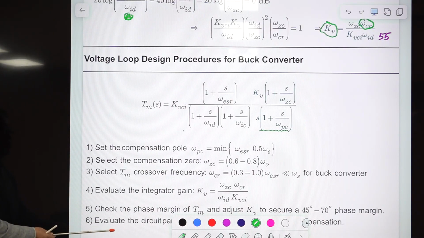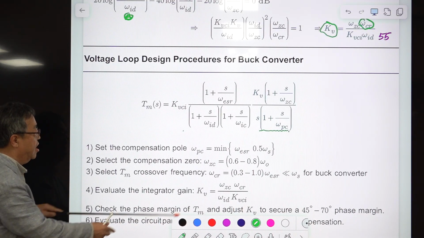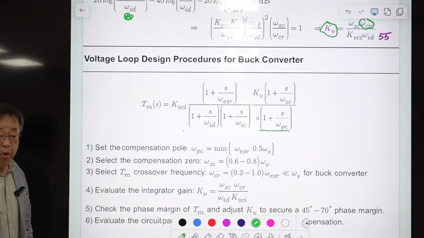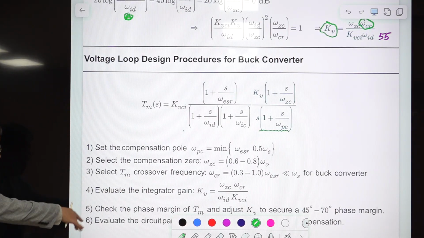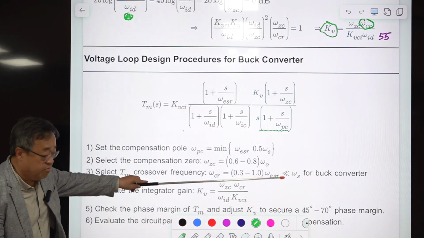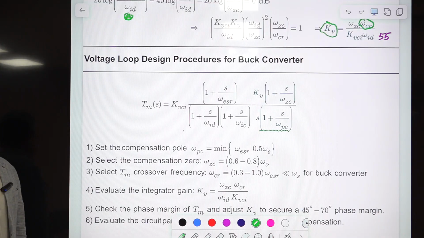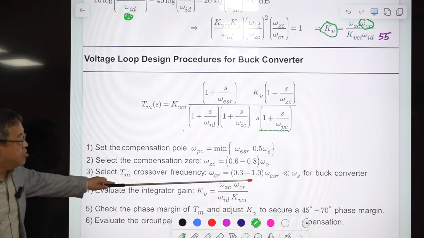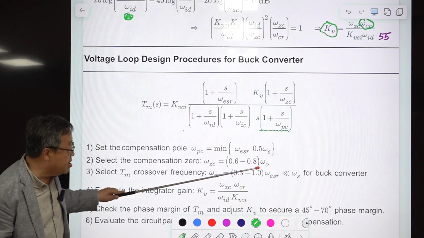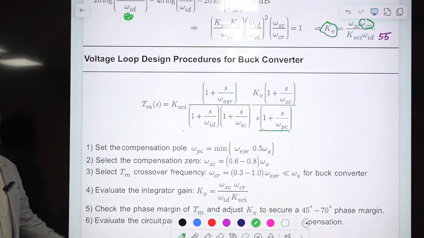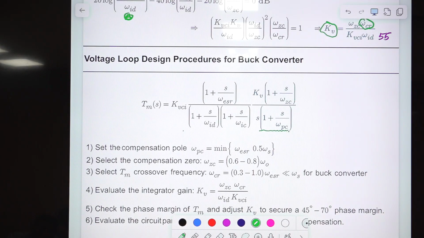And loop gain crossover frequency. This is the case for the buck converter. For the boost or buck-boost converter, everything remains the same, but this will be changed, because of the presence of the RHP zero. There is an RHP zero, so this will be slightly modified. This number is modified, and this omega is modified. It will be changed to omega RHP.